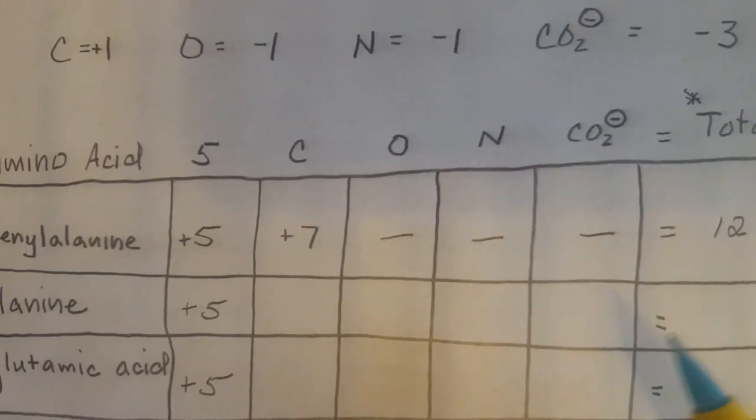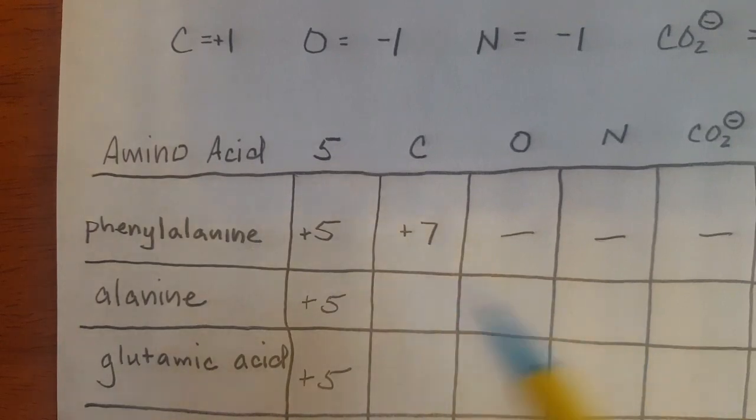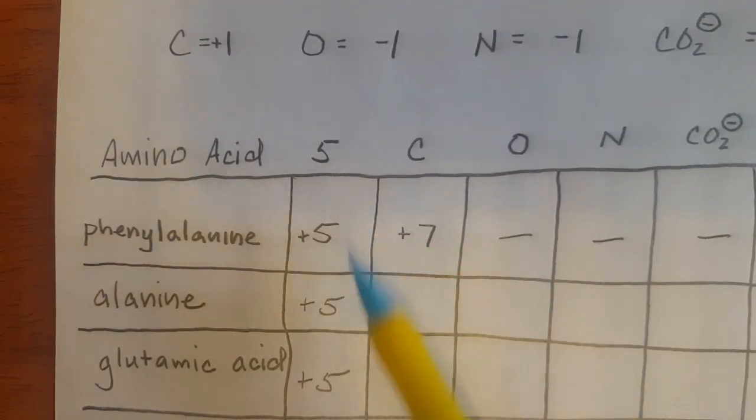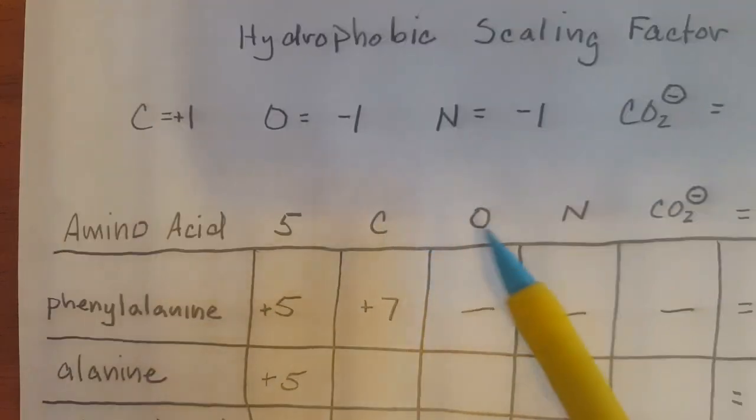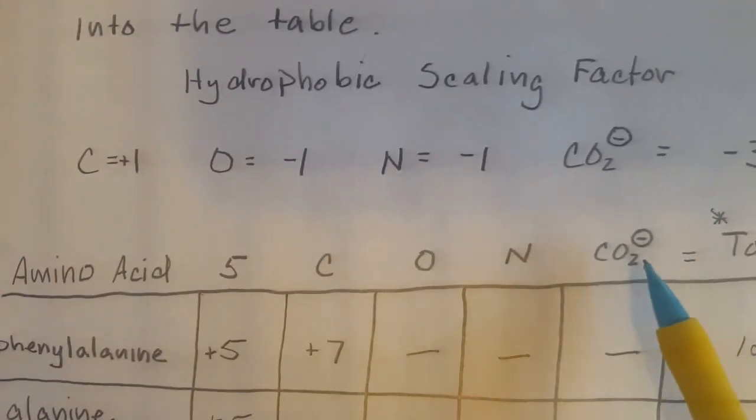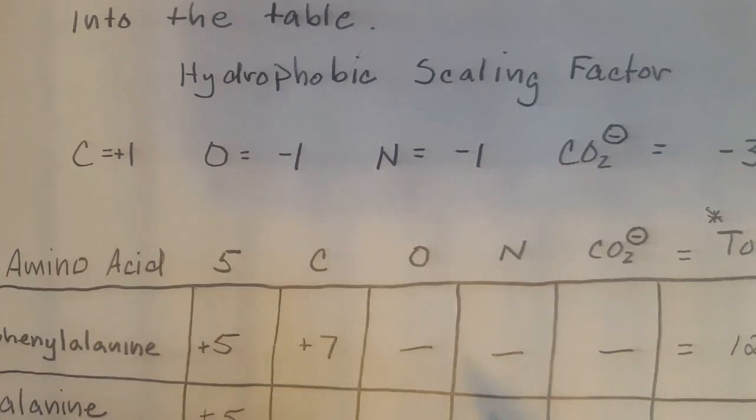So we're then going to fill out this table and add all of these up. So in terms of the scaling factor, each amino acid is going to start with a 5. So each amino acid gets a 5. But then we're going to count the number of carbons, oxygens, nitrogens, or carboxylates and fill in the table. So let's start with phenylalanine.